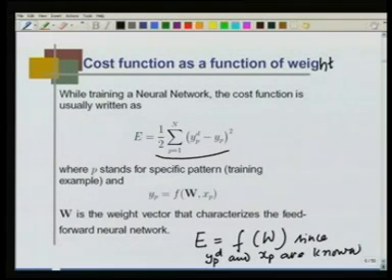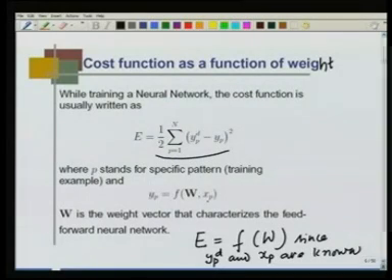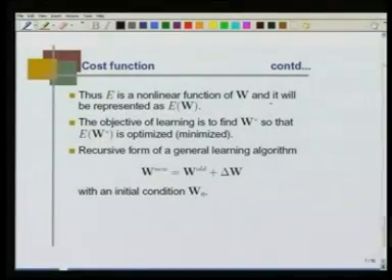Given a training example, given a training set, I know what is YP. In YP also, this function, I know what is XP. So all that I do not know is the weight vector. In that sense, my cost function is simply a function of the weight vector. Thus, E is a nonlinear function of weight vector W, and it will be represented as E(W).